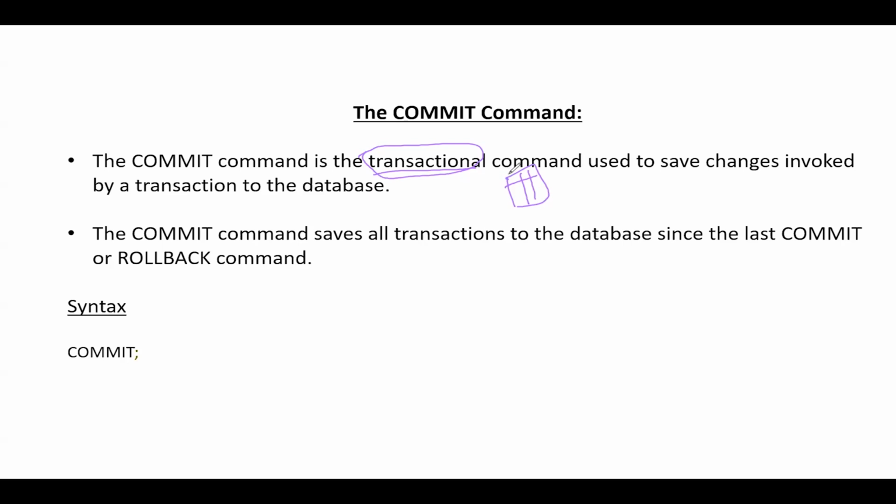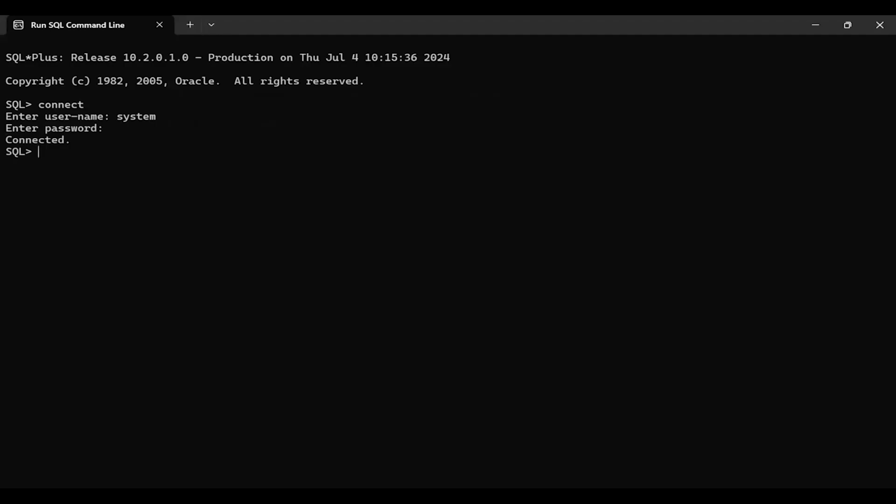Okay. So if you want to save the changes for such transactional commands, then we will use the commit command. The commit command saves all the transactions to the database since the last commit or rollback command. So the syntax is commit. Before we get on to the next topic, let's quickly go and see how we can do that in our SQL. Let us see the table once again, the person table.